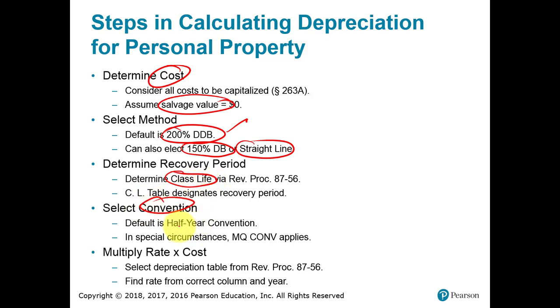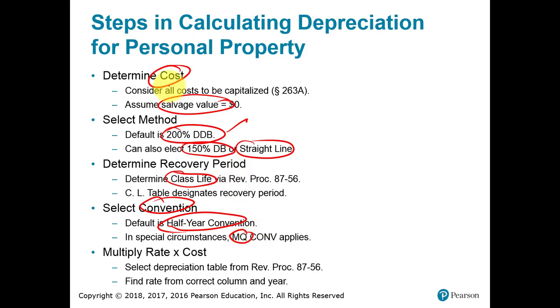The half-year convention is the default already built into the table. If more than 40% of the tangible personal property was put into service in the last quarter, then you have to use the mid-quarter convention. And there are special depreciation tables for that, for each of the 4 quarters.